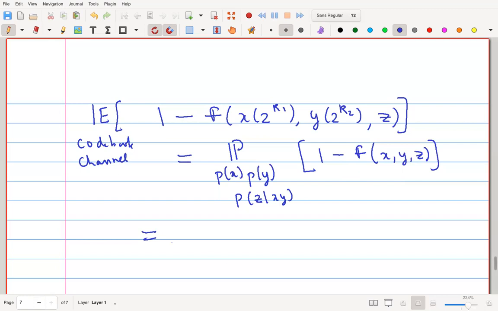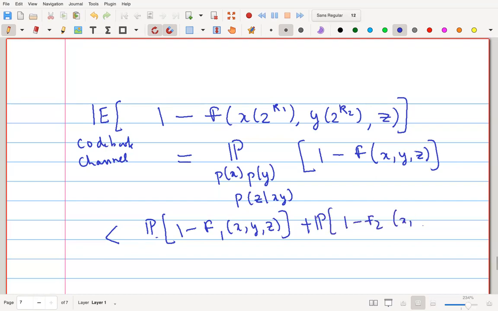So you can say that this is less than the probability of 1 minus f1 x, y, z. Let me write it out and then I'll explain how I could write it. Plus the probability of 1 minus f2, plus the probability of 1 minus f3.